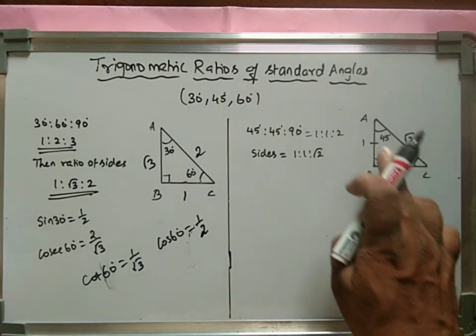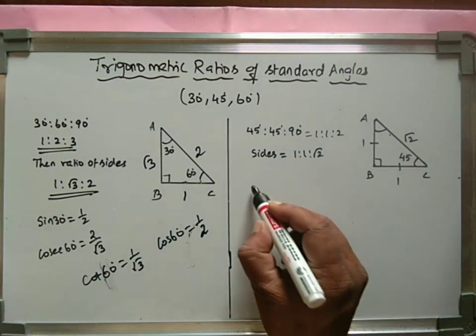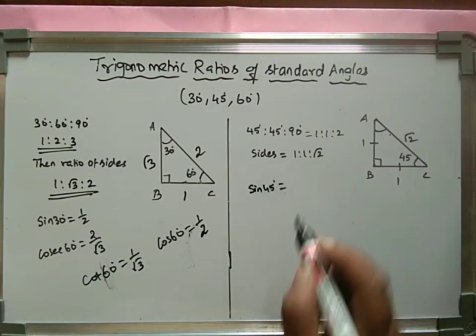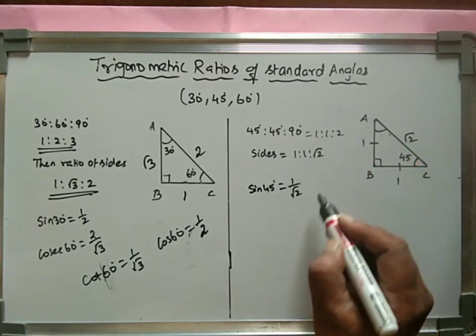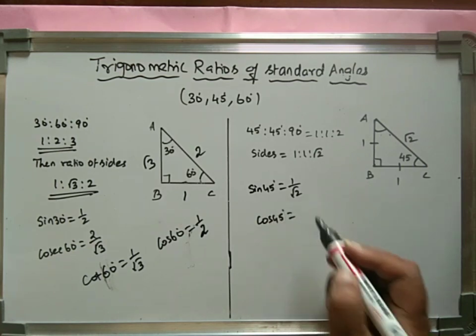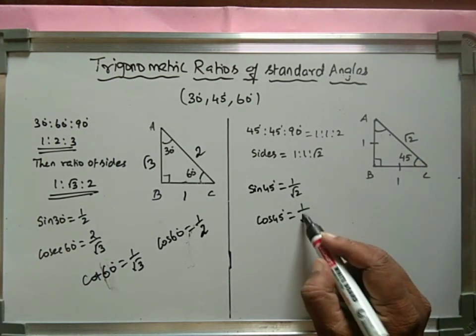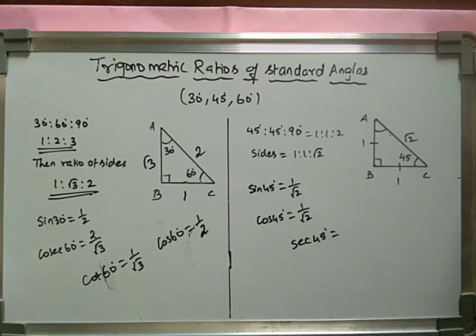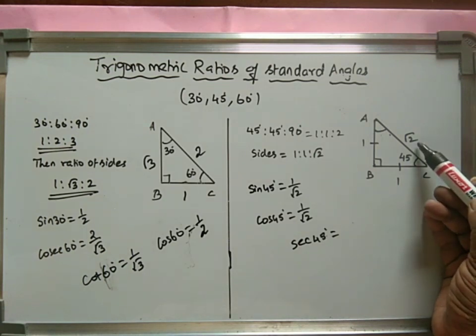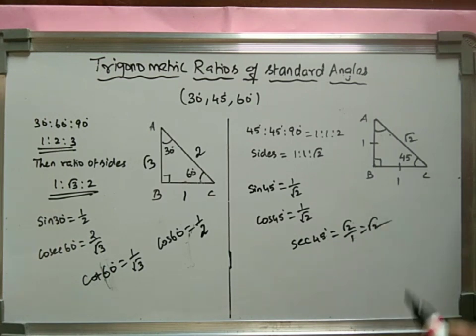Now here both angles are 45, so we remove this one angle 45 degree. Now you see sine 45 degrees. What is the sine definition? Opposite side by hypotenuse. That is 1 by root 2. Cos 45, what is cos 45? Adjacent side by hypotenuse. That is 1 by root 2. Then you have to find secant 45. What is secant 45? Hypotenuse by adjacent side. Here hypotenuse is root 2 and adjacent side is 1. That is root 2 by 1 equal to root 2.